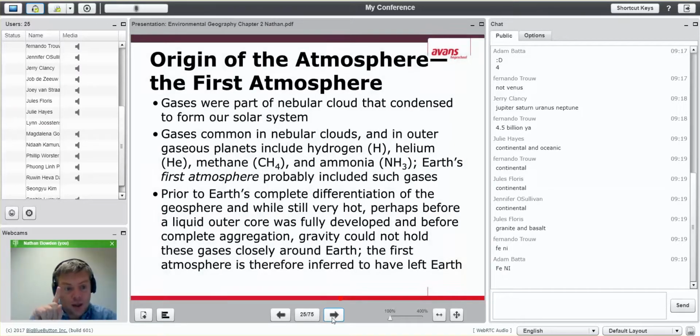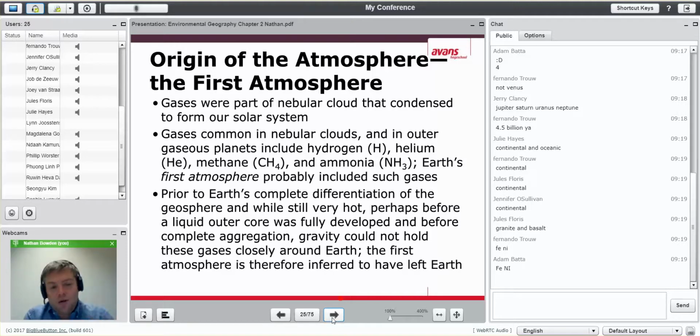There are organisms that do not need oxygen or carbon dioxide, of course, but I would say that the dominance of the biosphere is on one of those two gases. Origin of the atmosphere. The first atmosphere looked nothing like the atmosphere we have today. Gases were part of the nebular cloud, as I mentioned, that formed our solar system. The gases that were very common in the nebular clouds, and still today in the outer gaseous planets, included hydrogen, helium, methane, and ammonia. The Earth's first atmosphere probably included such gases.